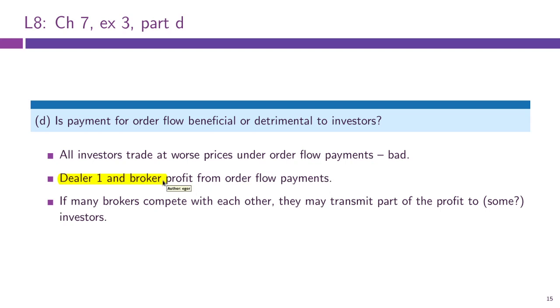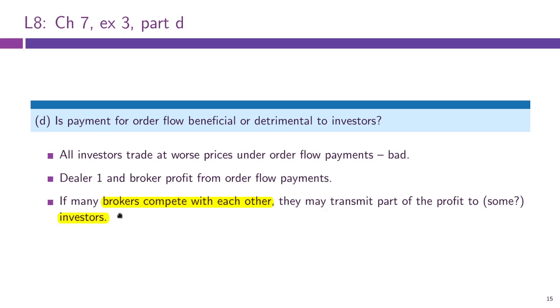there is one possibility that once again is beyond the scope of the model, but that might be in place in the real world. And this is if brokers are competitive. If there are many brokers and they compete with each other, which is not the case in the model where we only have one broker, but if this would be the case, then the brokers could be competing with each other in terms of the prices that they offer to their clients. So they would effectively post quotes, same as dealers, and they would compete away all the profit that they get from the order flow payments. So in principle, it might be the case that some of the profit is transmitted to the investors.